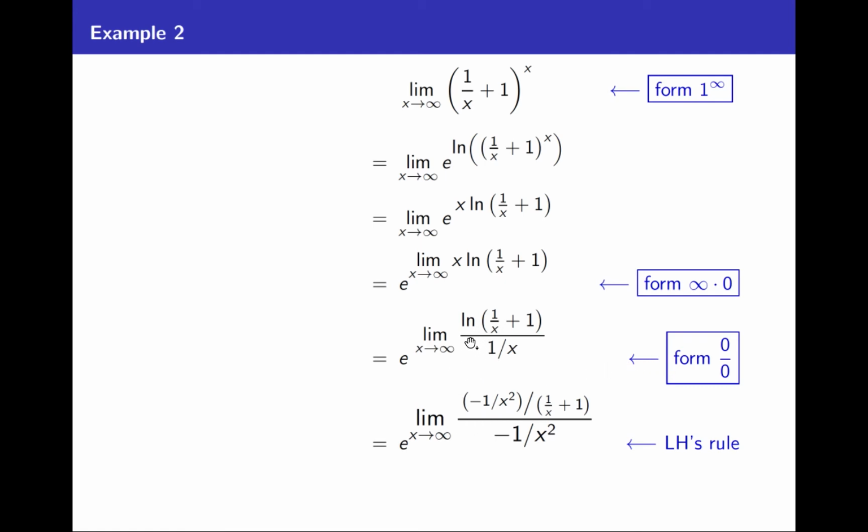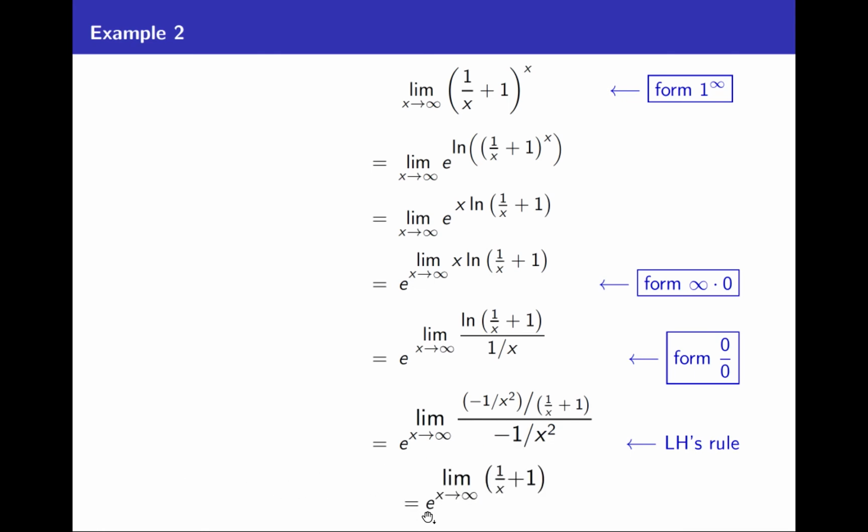On top, we'd have to take the derivative of ln of 1 over x plus 1, and we've got to use the chain rule there. Remember, that is the derivative of 1 over x plus 1, over 1 over x plus 1. And the derivative of 1 over x plus 1 is negative 1 over x squared. So up on the top, we get this expression. We divide by the derivative of 1 over x, which is negative 1 over x squared.